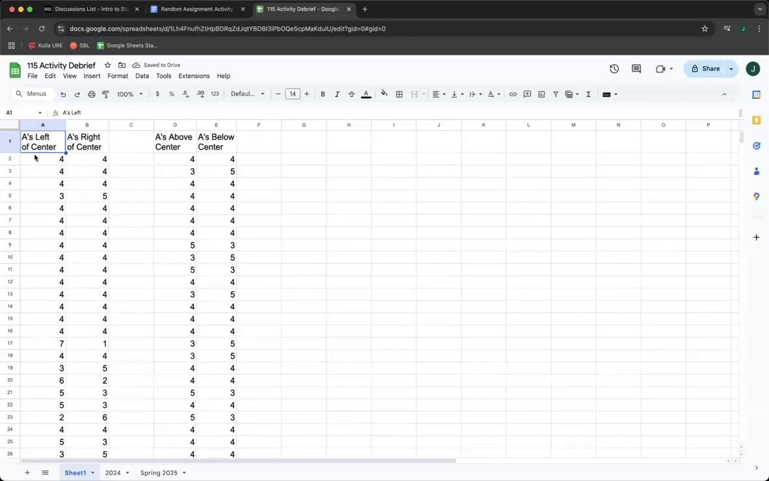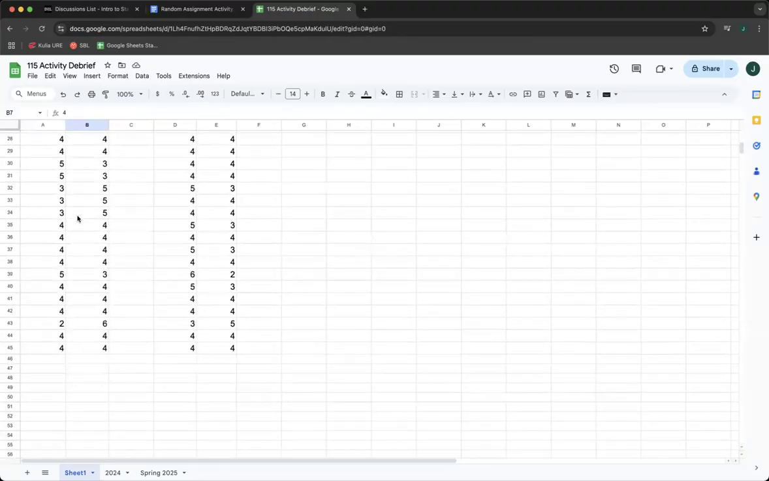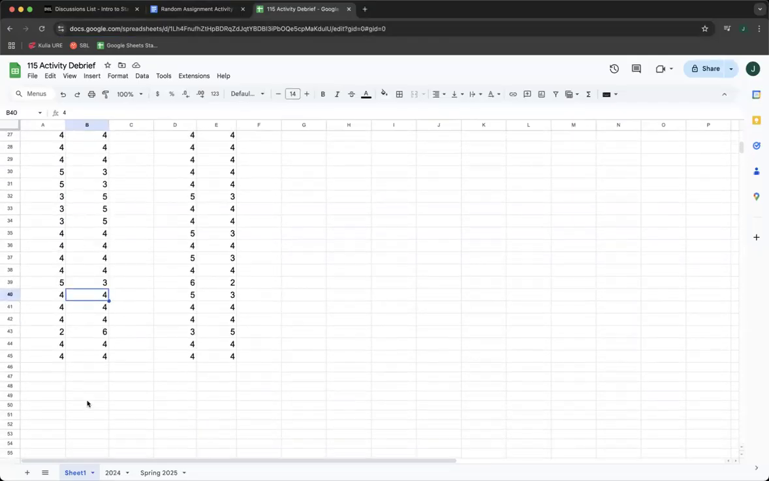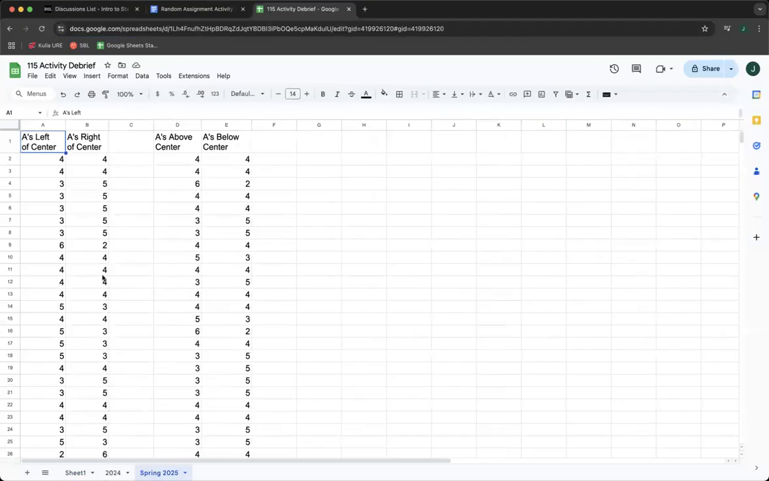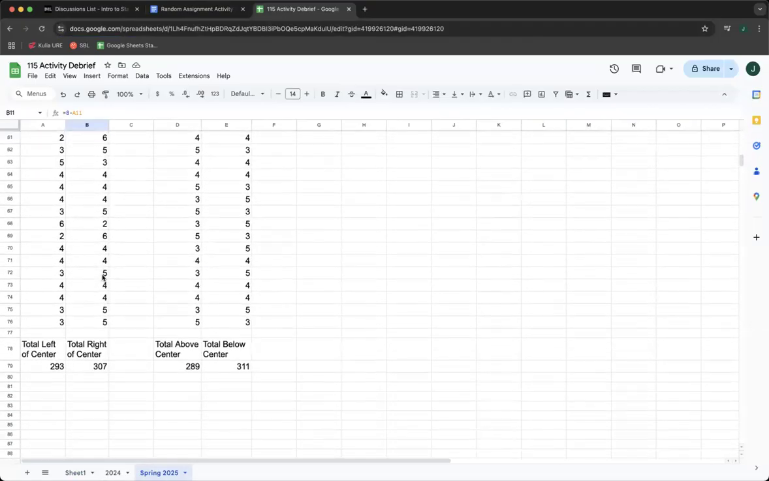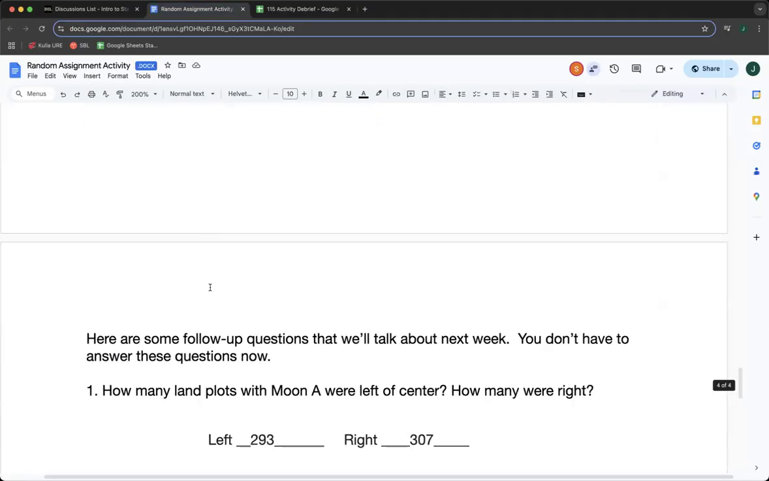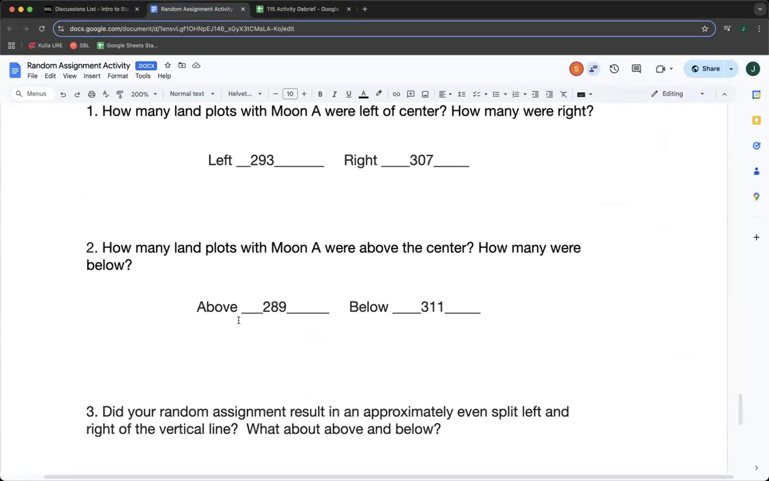Okay, so here in the spreadsheet I have all the values of A's to the left of center and right of center. You notice each one adds up to eight, right? For eight A's. And here we have spring 2025. So the bottom is the total. Total left was 293, total right is 307, total above was 289, and total below was 311. So let's go on to our debrief questions. I inputted those numbers already.